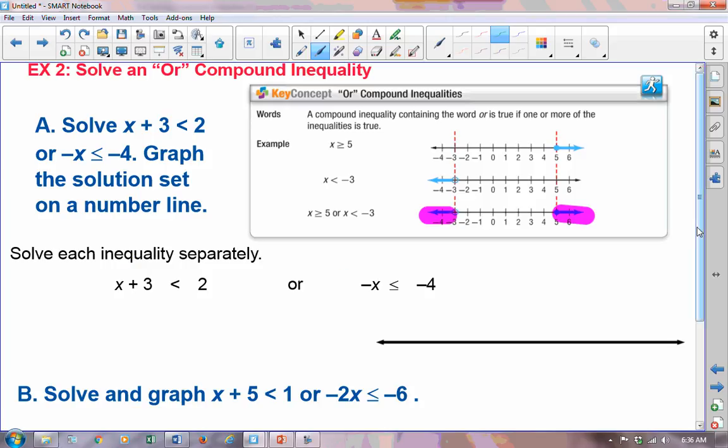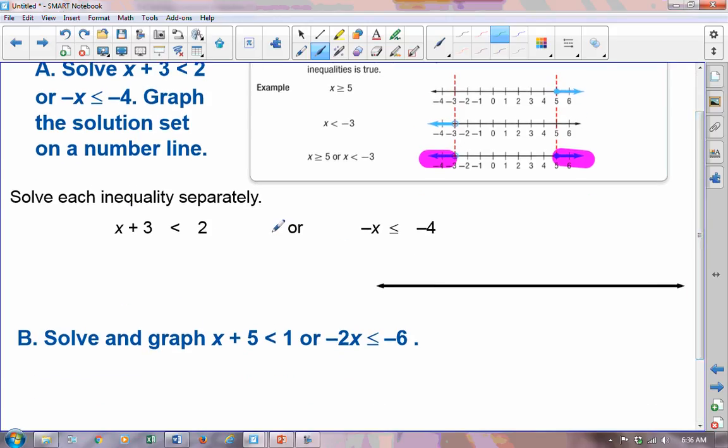So here we have, and commonly you'll see the word or separating these. It won't generally be a compound statement like the previous one. So here it says solve. So we subtract 3. So we have x is less than negative 1. Or here we're going to divide by a negative 1. And remember, dividing by a negative right here will flip our inequality. So x will change from less than to greater than or equal to positive 4.